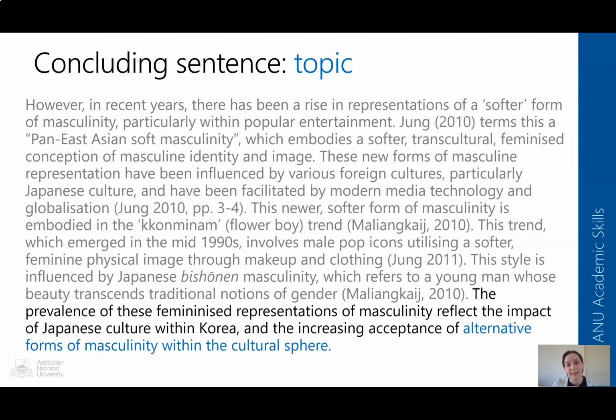The concluding sentence at the end of the paragraph also wraps up the paragraph, summarizes it by showing what the topic was, so alternative forms of masculinity, and broadly showing us what the argument was. So the feminized representations of masculinity help to contribute to an increasing acceptance of alternative forms of masculinity. So it wraps it up by showing what that paragraph has shown. Now, they use a variety of evidence in this paragraph. So notice how they're drawing on two key works in this particular paragraph.